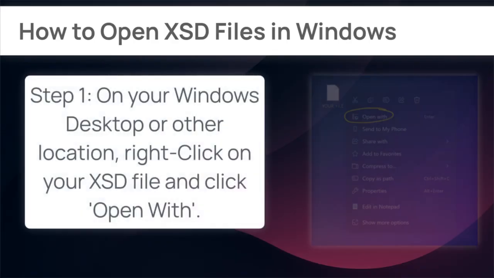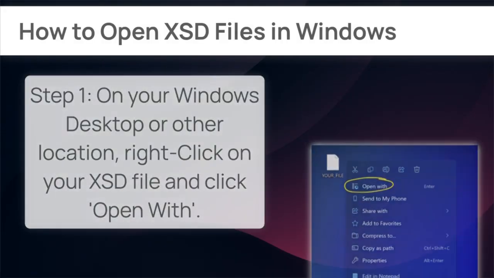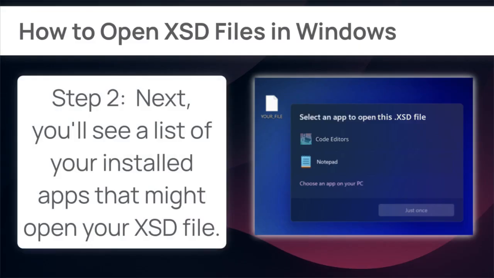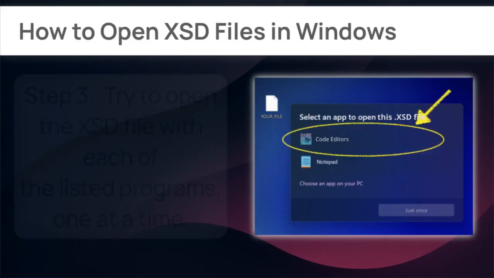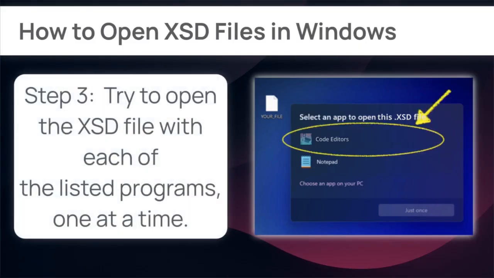Your key action: right-click the XSD file and select Open With. If Code Editors is installed, use it. If not, choose another program. Continue testing until the XSD file opens successfully.